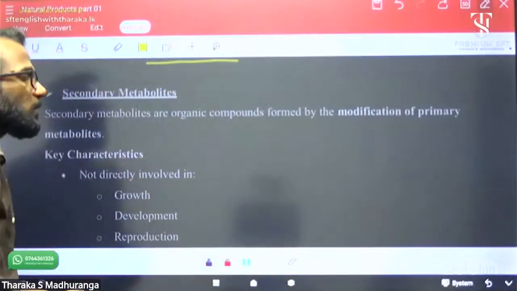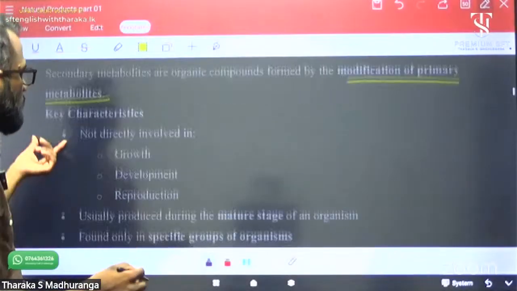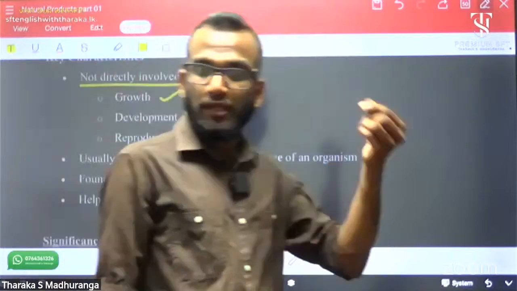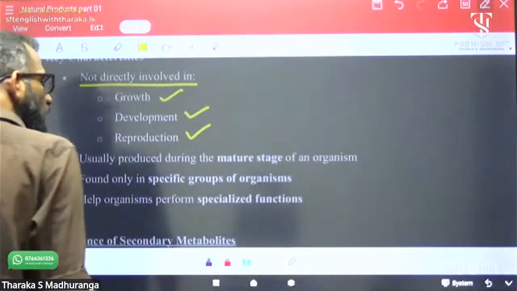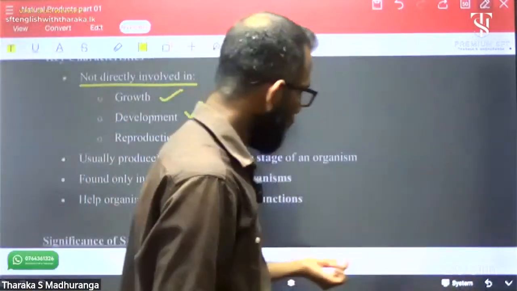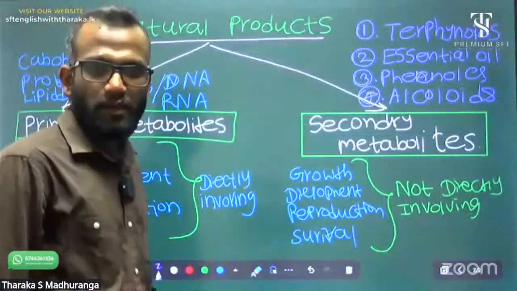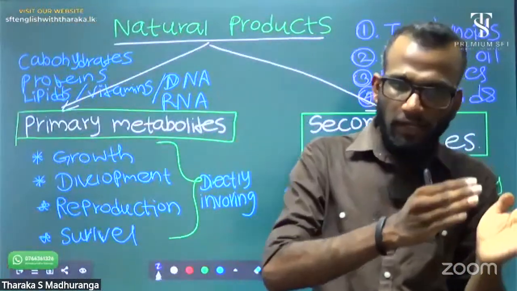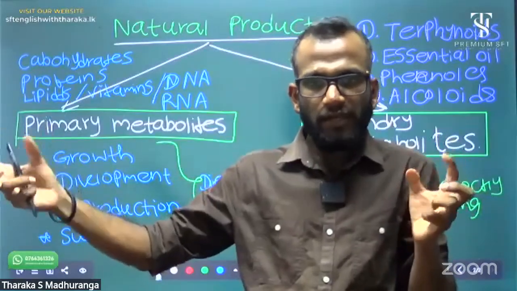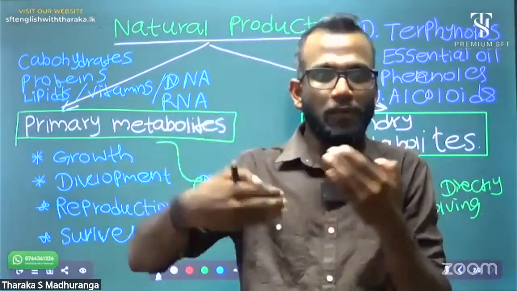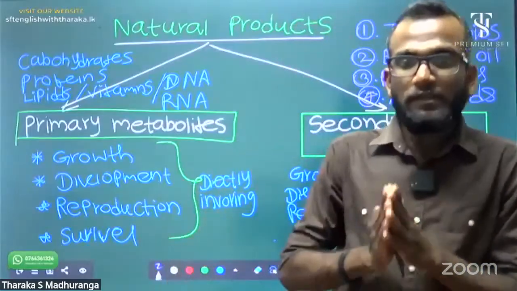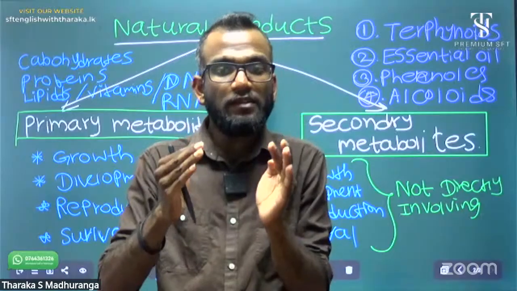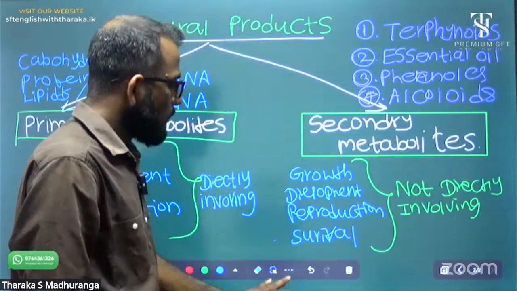Secondary metabolites are organic compounds formed by modification of primary metabolites. They are not directly involved in growth, development, reproduction, and survival. Another difference: primary metabolites are produced in the entire lifetime. From the initial stage of a plant until the final stage, until it dies, it is producing primary metabolites: carbohydrate, protein, vitamin, lipids, DNA. They are always producing. But remember, secondary metabolites are only produced in a certain period in the lifetime of the plant or animal, at the mid or end of the maturity period.